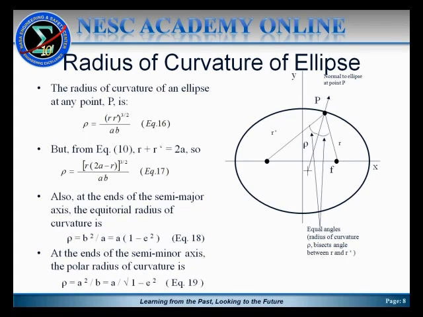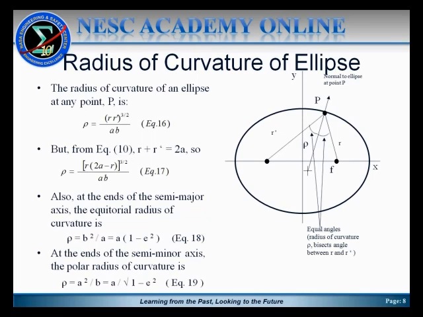It also is noteworthy that the radius of curvature bisects the total angle between the vector from the primary focus F to point P and the vector back down to the secondary focus F prime. That angle is equal on each side of the radius of curvature. In other words, the radius of curvature equally bisects that angle.